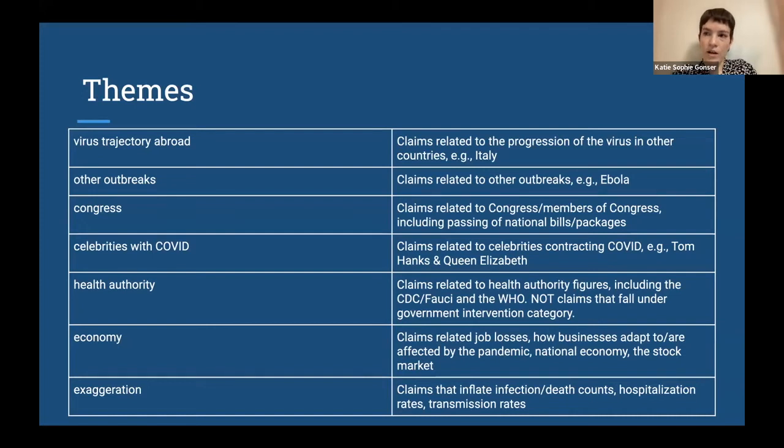There's also an economy category that looks at job losses, how businesses adapt to the pandemic or how they're affected by it, the national economy more broadly, and also the stock market. And lastly, we have an exaggeration category. So it's claims that inflate infection and death counts, hospitalization rates, and transmission rates.